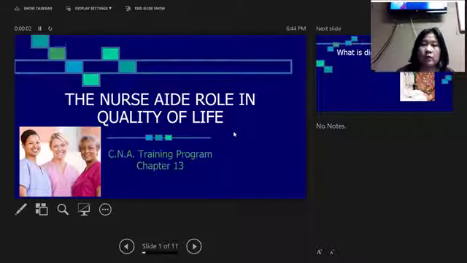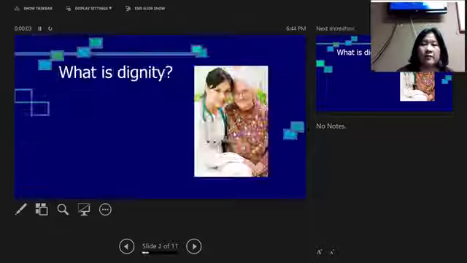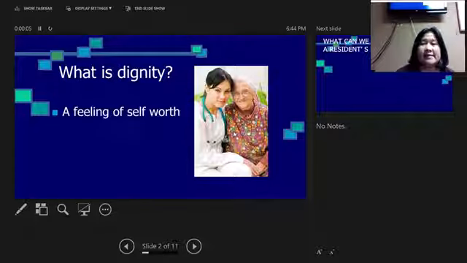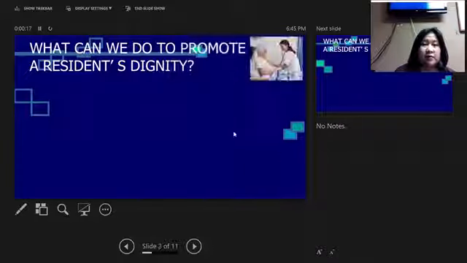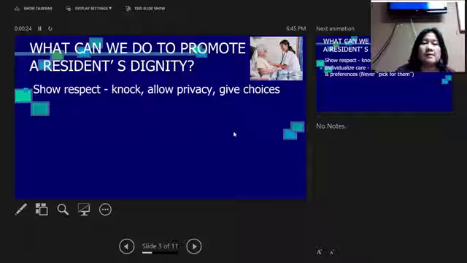Chapter 13 is more about your role and their quality of life. What is dignity? Dignity is the feeling of self-worth. One of the basic human needs is self-esteem. Feeling like you feel useful, feeling that feeling of self-worth that you can contribute to society still. What can we do to promote the residents' dignity?